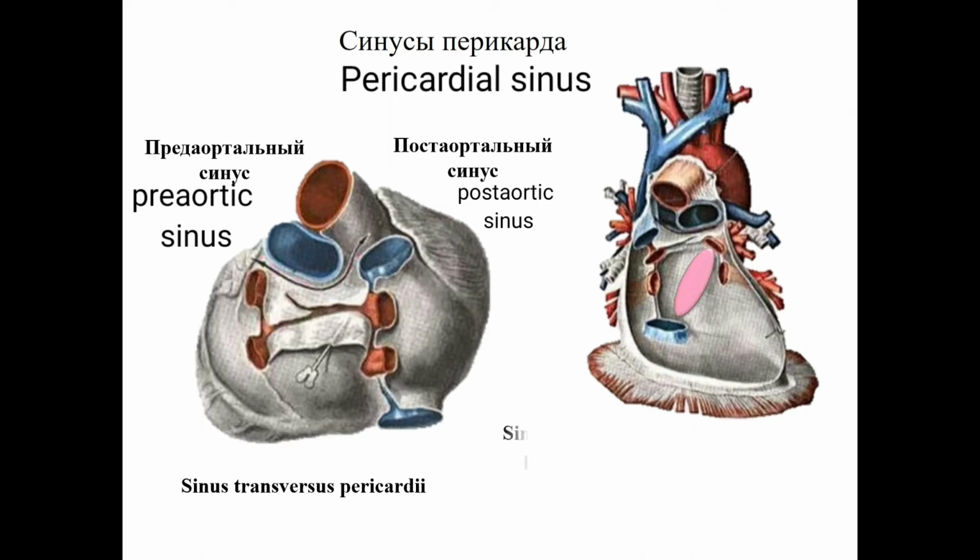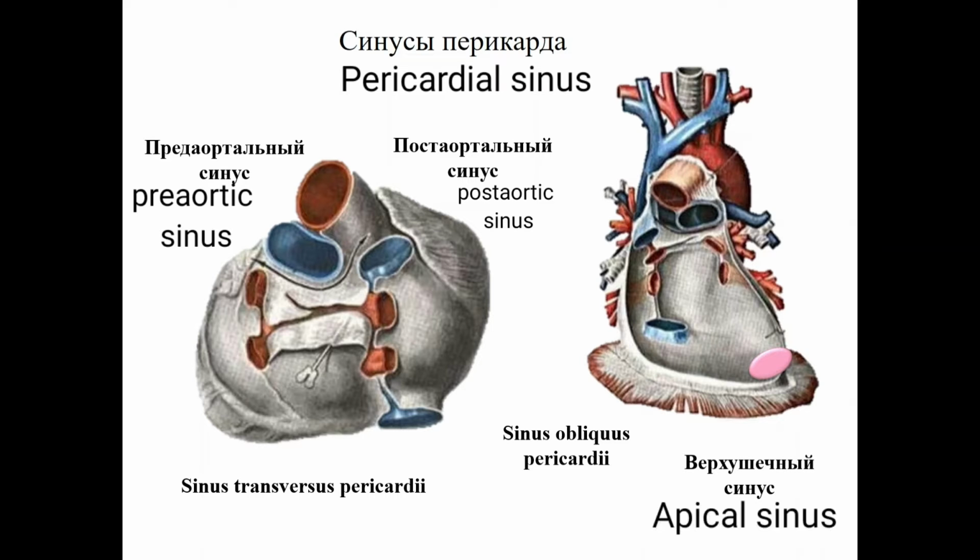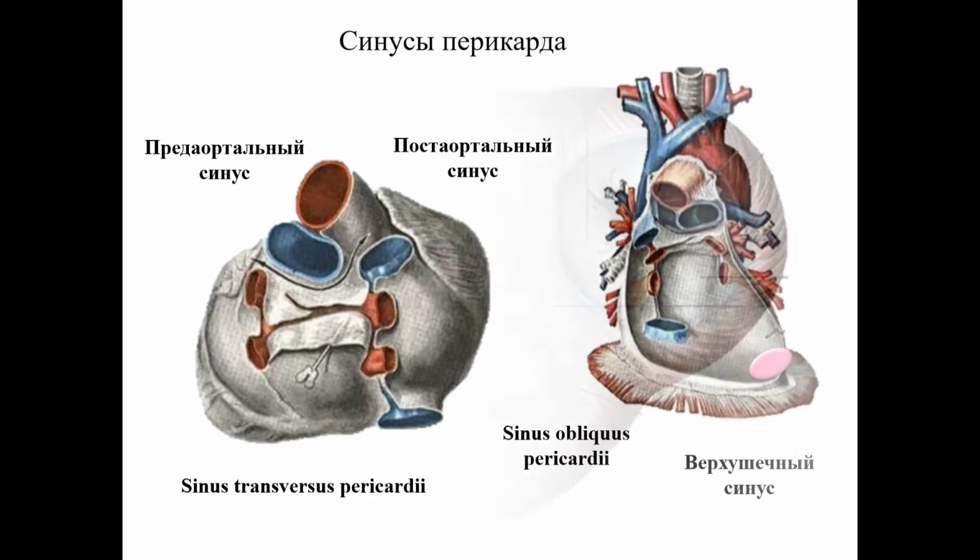The oblique sinus of the pericardium, sinus obliquus pericardii, is located between the inferior vena cava, below and on the right, and the left pulmonary veins, above. There is also a small space in the apex of the heart, the apical sinus.